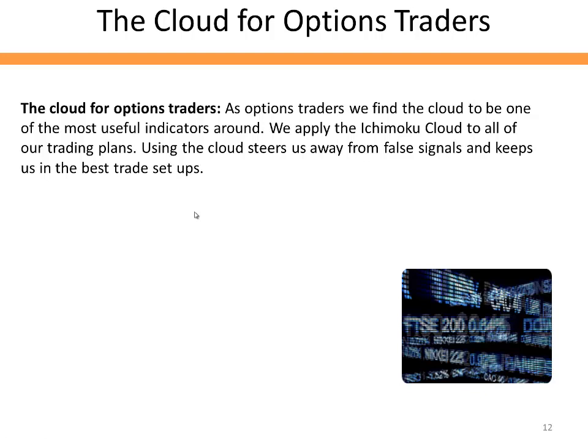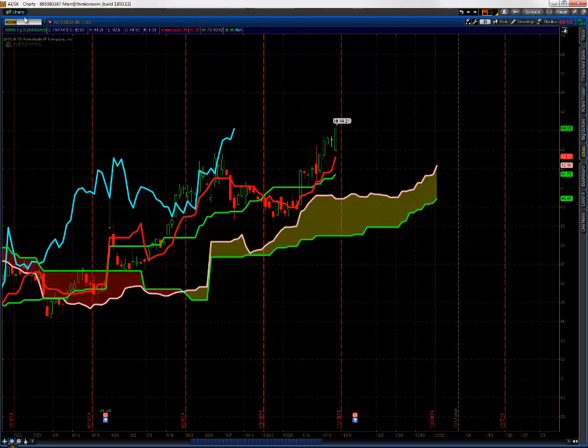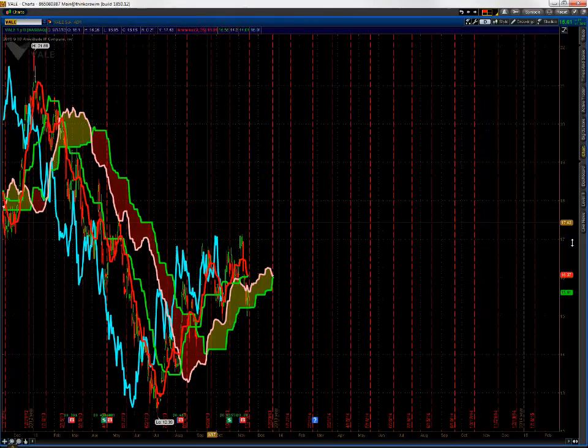So the cloud for options traders. As option traders, which I predominantly am, we use the cloud as the most useful indicator out there. We apply the Ichimoku cloud to the trading plan. That's it. Using the cloud steers me away from false signals and keeps me in the best setups possible. So I usually combine unusual option activity with the Ichimoku cloud. If there's a bullish signal in a bearish chart, I won't take a trade. This was an example, I think I can bring up here in Valet and XCO. Valet, right in here.